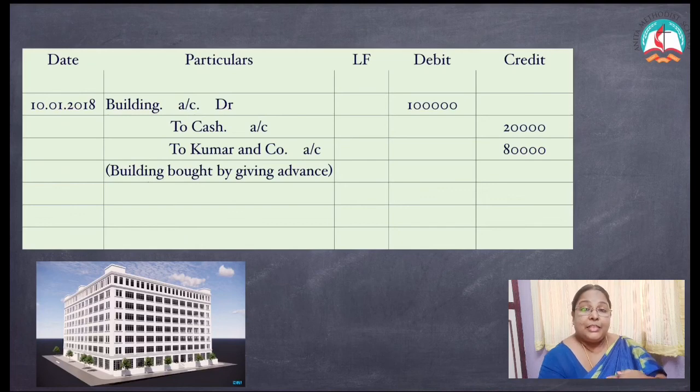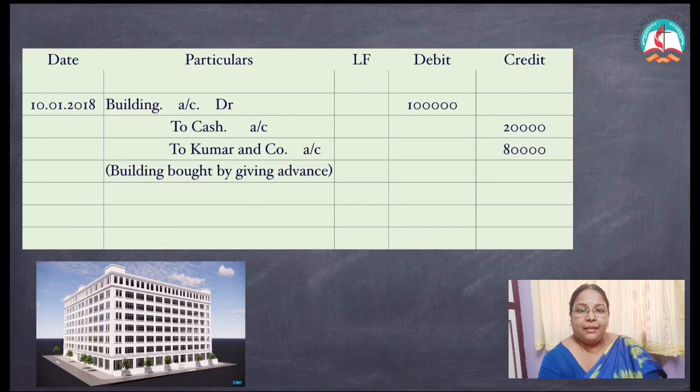Now, he is paying 20,000 rupees. How much is the balance? 80,000 is the balance. That is the amount to be paid to Kumar and Co. You are able to understand? So, building account debtor 1 lakh. To cash account. How much cash did you pay? 20,000. So, to cash account 20,000. How much should you pay to Kumar? 80,000. So, to Kumar and Co account 80,000. Clear, children? Building purchased and advance given.